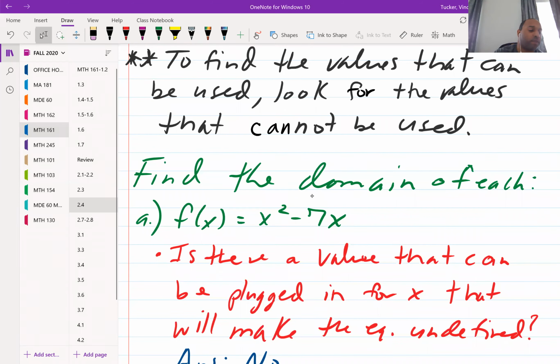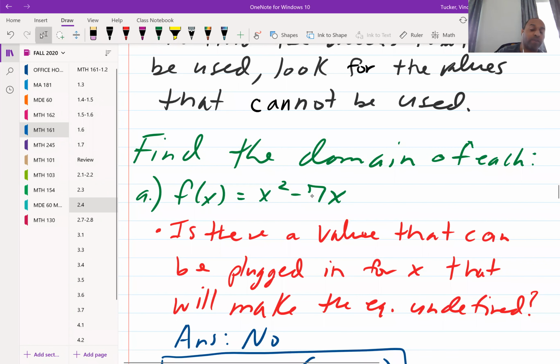So when I look at these functions and I'm talking about a pre-existing condition, you'll see better when we look at the next example what I mean by that. But when I look at this x squared minus 7x, there's nothing I can plug in for x that will make it undefined. There's not a value I can plug in for x that will not produce another value. So if I plug in 0, I will get a number out.